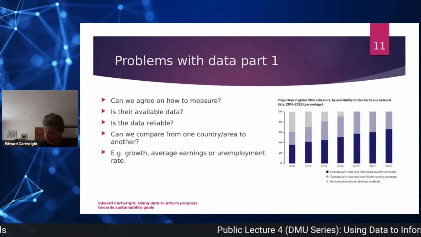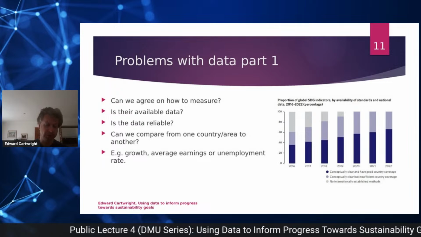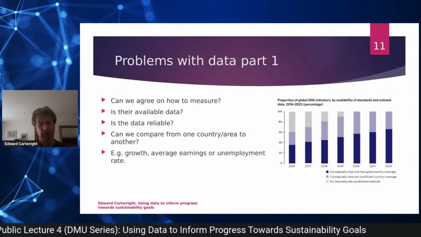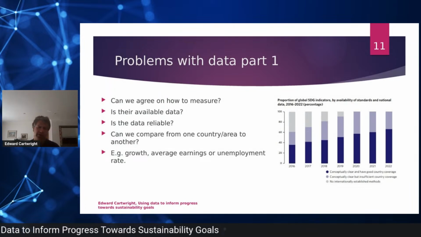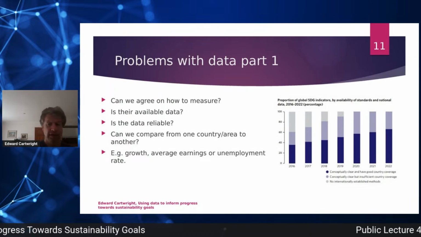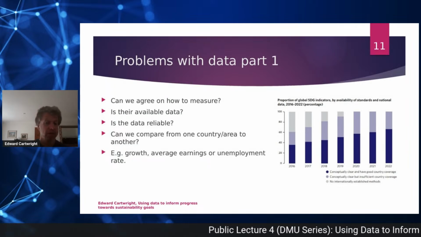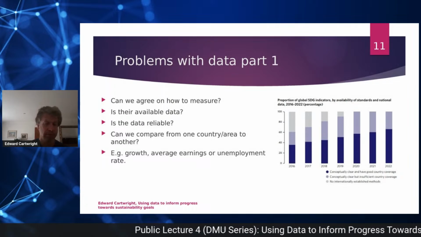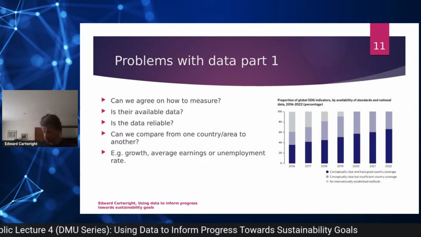Now, I want to get into the meat of this. I've talked about some of these things, but I now want to consolidate them and spend some time thinking about them. So, the problems with data: can we agree how to measure things? Is the data available? Is it reliable? And so on. Now, average earnings. That's one thing I've already mentioned.